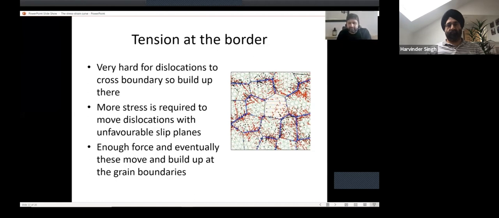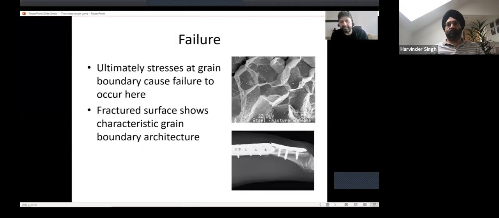Given enough force, eventually all the dislocations have moved and there's nowhere to go. And that's when failure happens, because the stress built up at the grain boundary is too great and you essentially have a microfracture. So all these microfractures across the grain boundary coalesce and they cause failure. And that's why failure is quite spectacular and sudden. And when we look at the fractured metal surface, it undulates. And what we see on a microscopic level are all those grain boundaries.